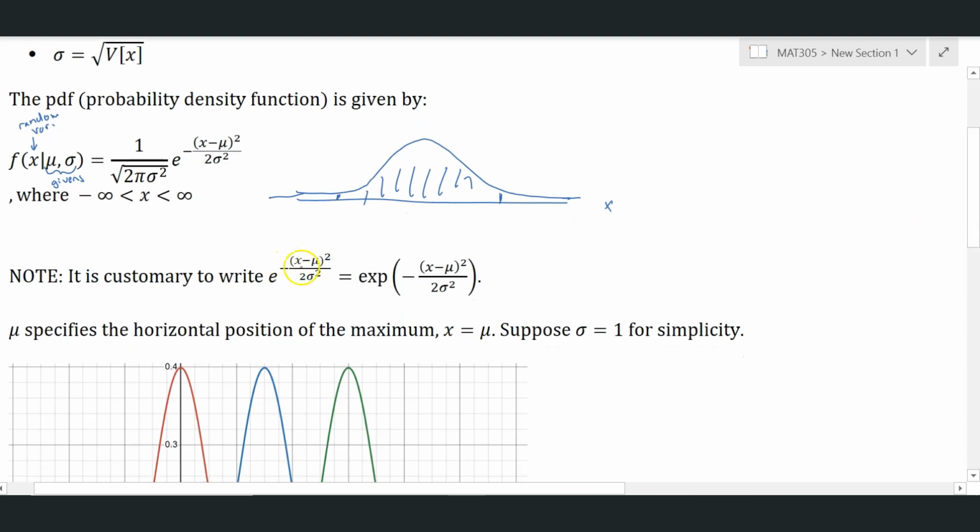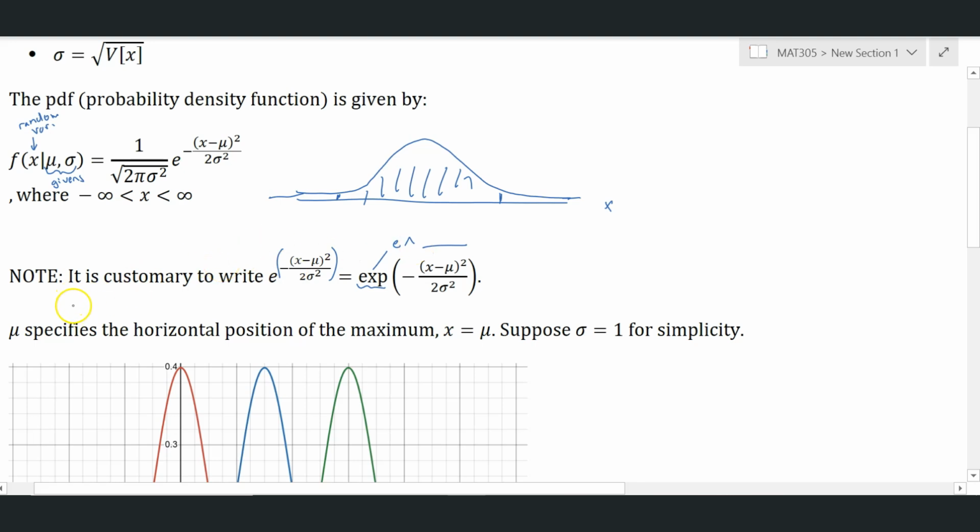Now, it's really customary, you'll see this a lot in practice, rather than writing e to this power right here, which is fine, it's just kind of hard to tell that this is a power and that it's not subtraction. You'll see a lot of times in mathematics, we just say exp, and exp means e to the power of whatever comes after that. In this case, this is just e to that power, which is the same thing as on the left.